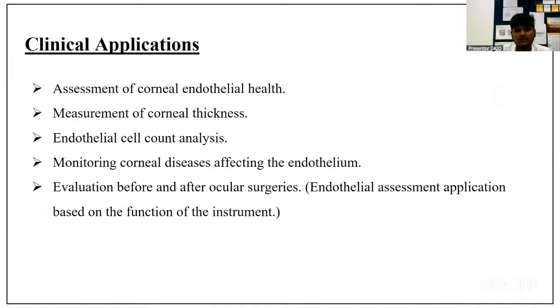Clinical applications: assessment of corneal endothelial health, measurement of corneal thickness, endothelial cell count analysis, and monitoring corneal disease affecting the endothelium and its evolution before and after ocular surgeries.